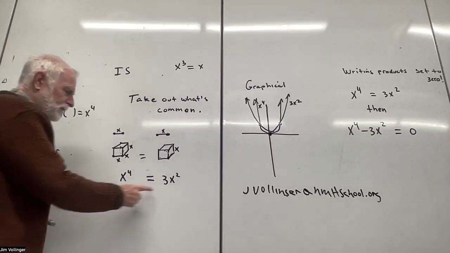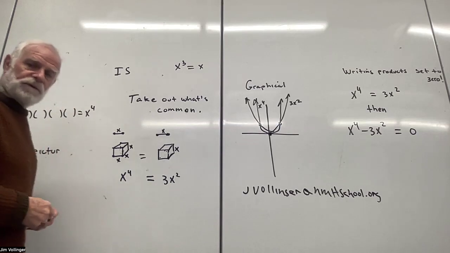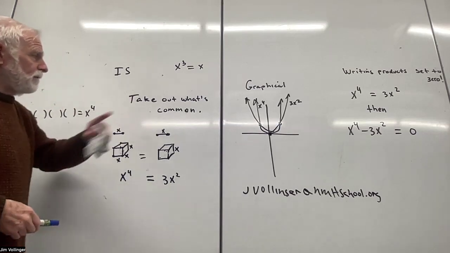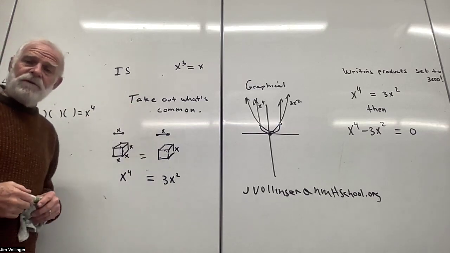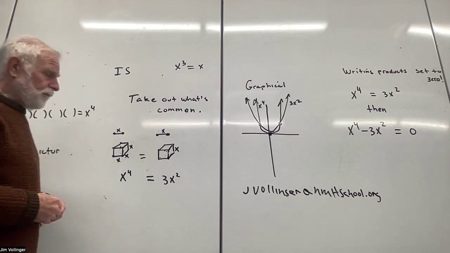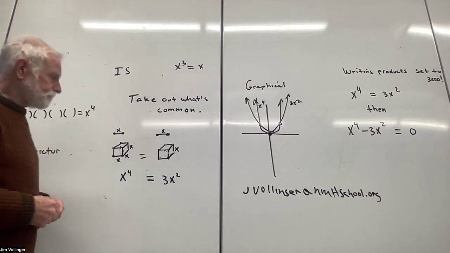But here's a typical algebra 1 problem. X to the fourth equals 3x squared. And how do we solve it? And the refrain is take out what's common. Set it to 0 and take out what's common. So let's explore that geometrically and see if we can understand why.